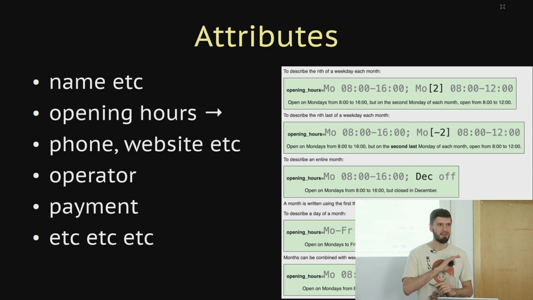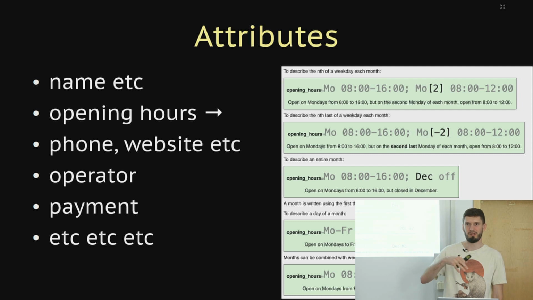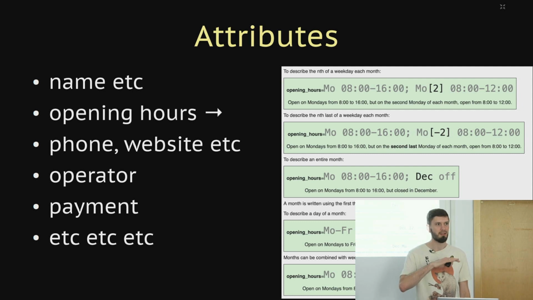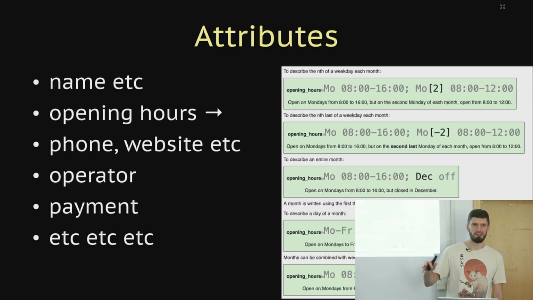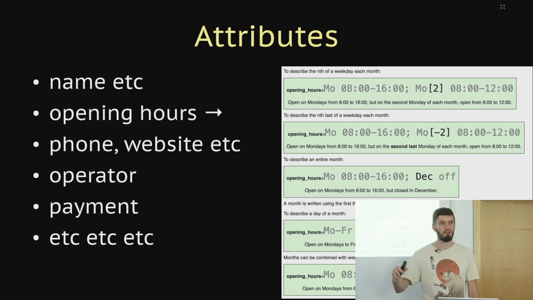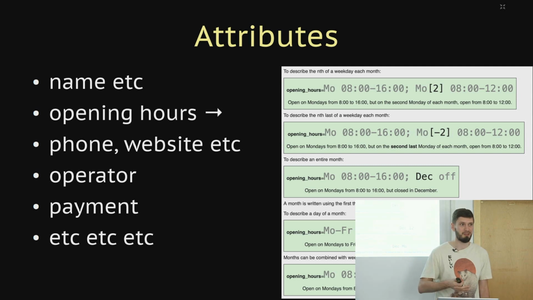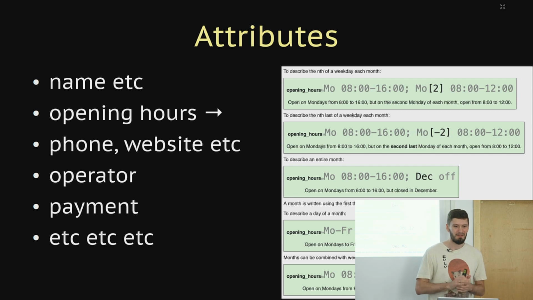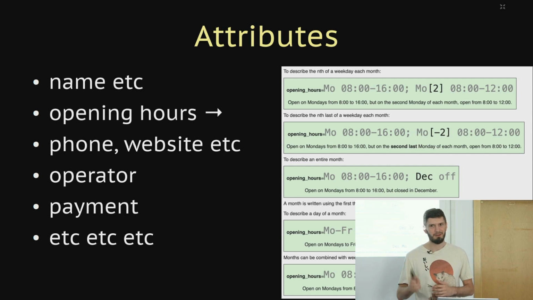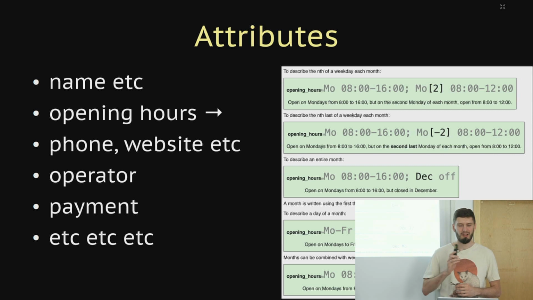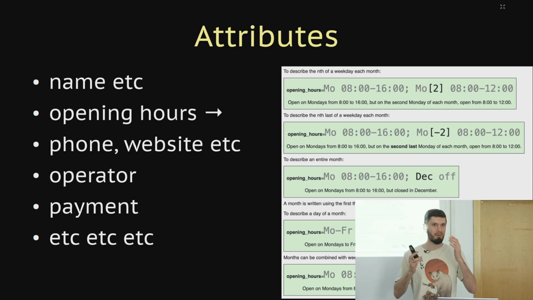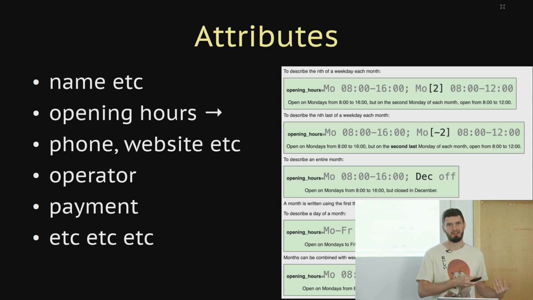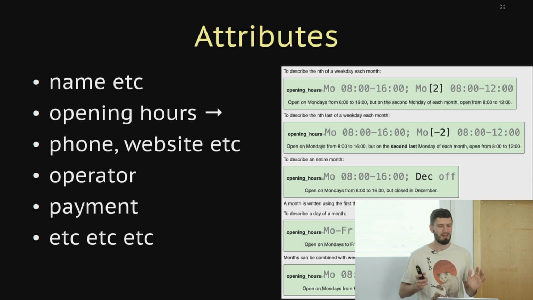OpenStreetMap has the most complex opening hours format of all, allows for the last Wednesday of the month. Easy. Open on Thursday in December, open on the Thursdays. Why not? In OpenStreetMap, opening hours, anything is possible. Phones, websites, Facebook, Instagram, operator, payment with cash, with cards, Visa and MasterCard only, anything is possible on OpenStreetMap.